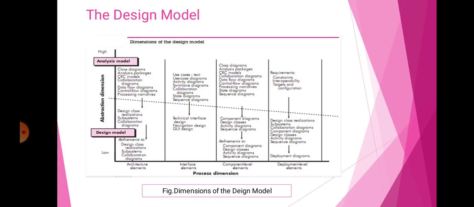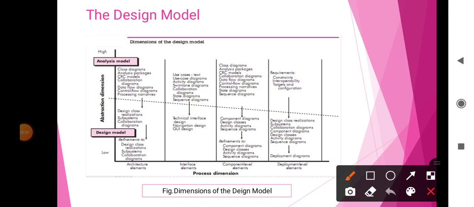Here the design model can be viewed in two different dimensions, as illustrated in this figure. The process dimension indicates the evolution of the design model as design tasks are executed as part of the software process. The abstract dimension represents the level at which each element of the analysis model is transformed into the design equivalent and then refined iteratively.